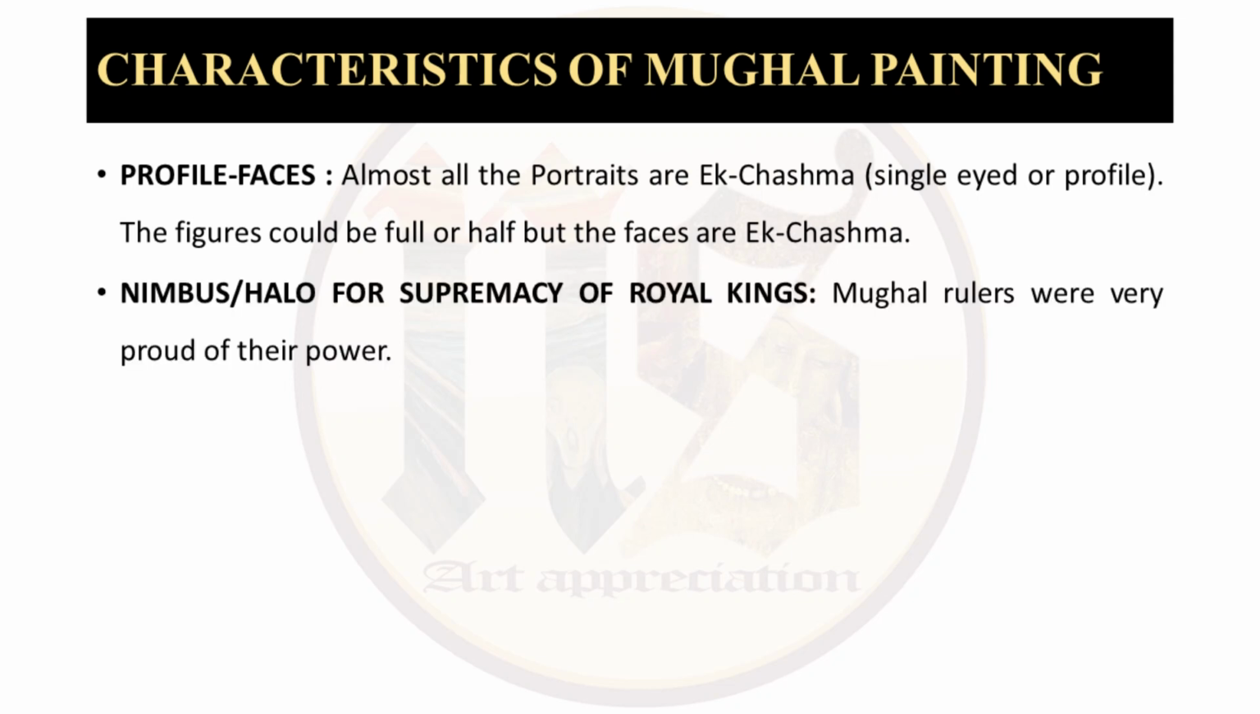Another important feature is that they used to put nimbus or halo around the head of the royal king, and this is how we can make out in the painting. This is how the ruler stands out. They used to be very proud of their power and they wanted to show it off. So like spiritual saints, there are halos around the royal kings also.